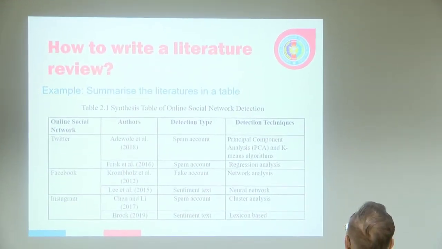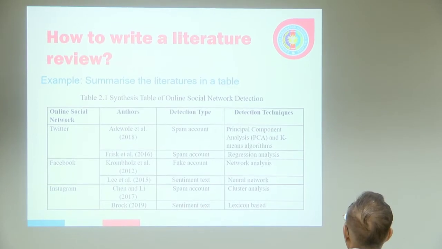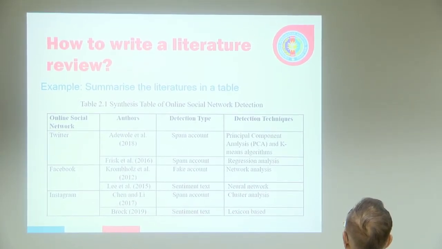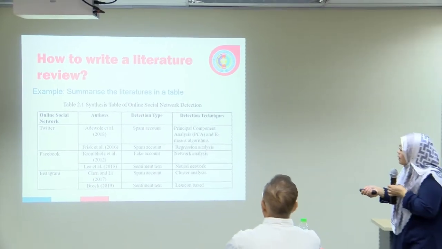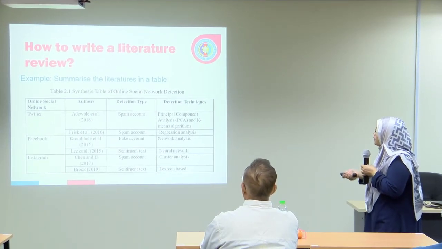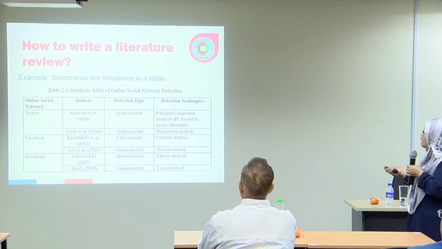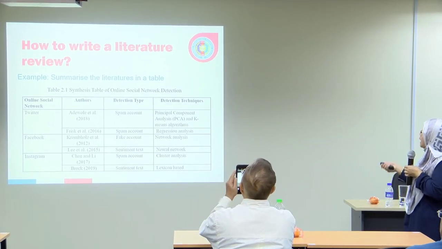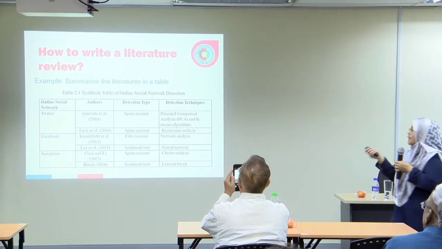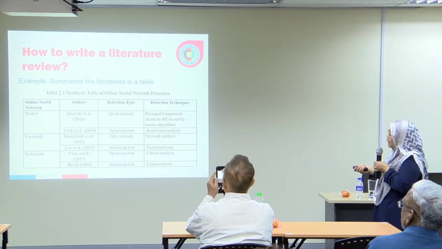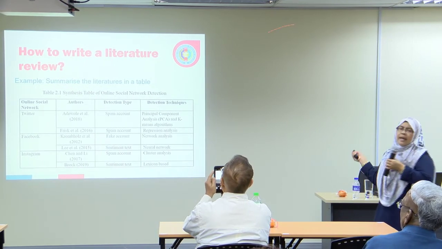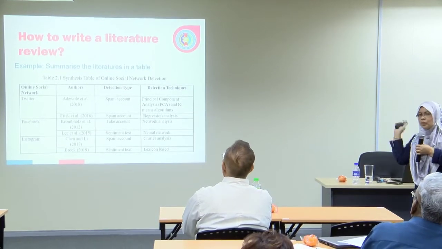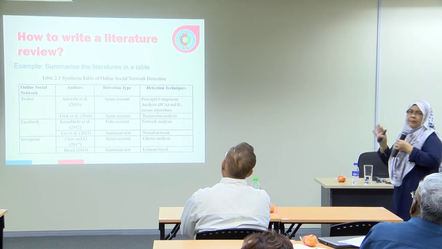So how to summarize literature in a table? This one: synthesis table of organization. Synthesis table of Malaysia policy and 3G. Synthesis table of Malaysian policy and 4G. Synthesis table of Malaysian policy for HR element issue, for example. So you can put a lot of tables, okay?